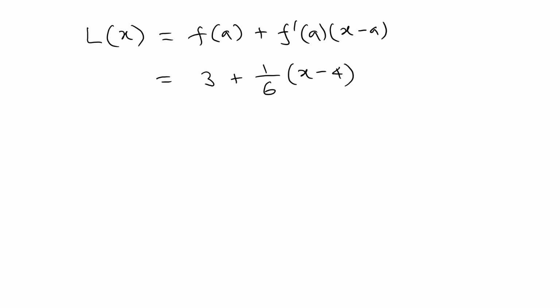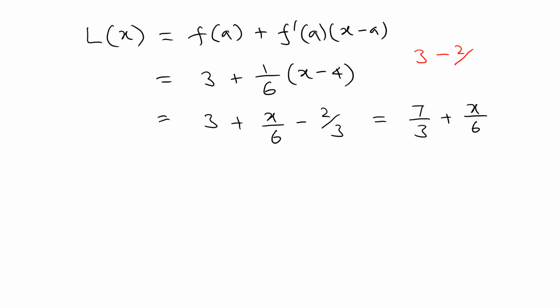So let's say you simplify. You get 3 plus x over 6, and then when you distribute, you get negative 4 over 6, which is 2 over 3. If you simplify, you get 7/3 plus x over 6. You may wonder where you get the 7. The numbers we have are 3 minus 2/3, so we multiply 3 by 3 and subtract 2. When you multiply, you get 9. When you subtract 2, you get 7. So that's how you get 7 over 3.